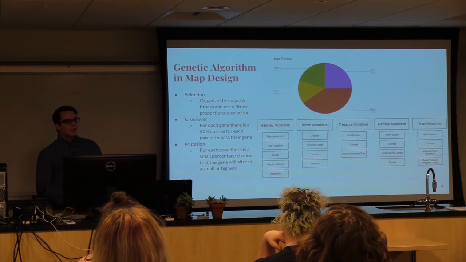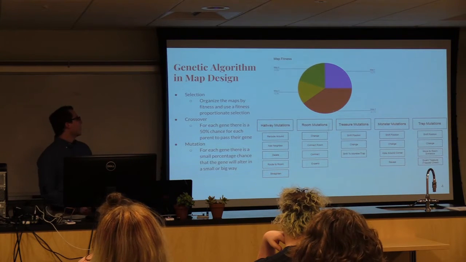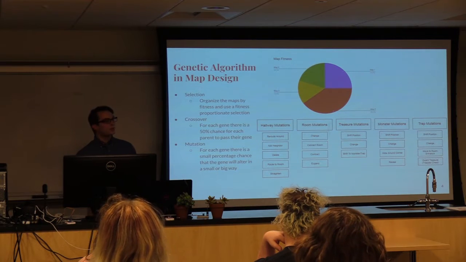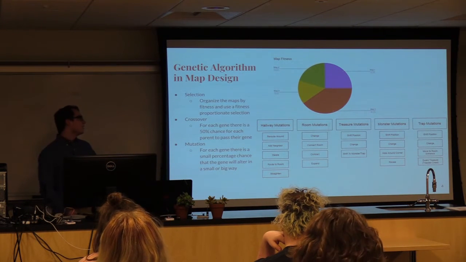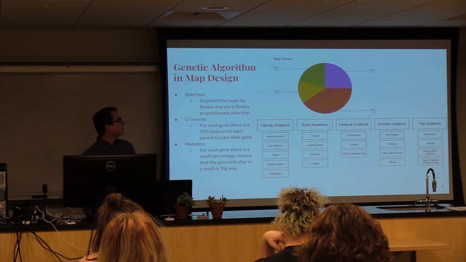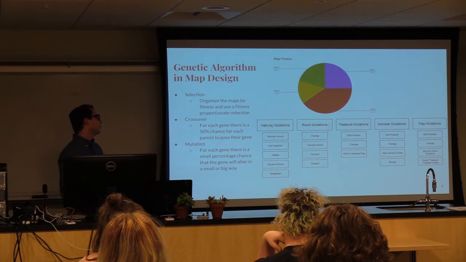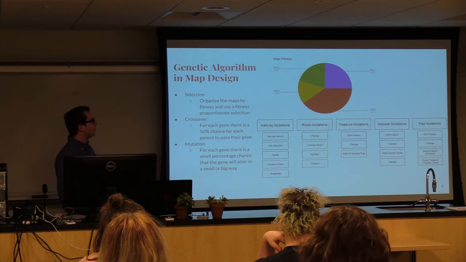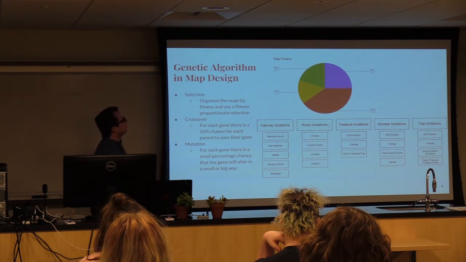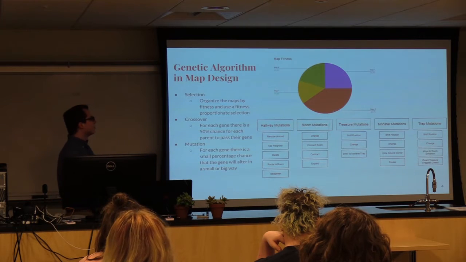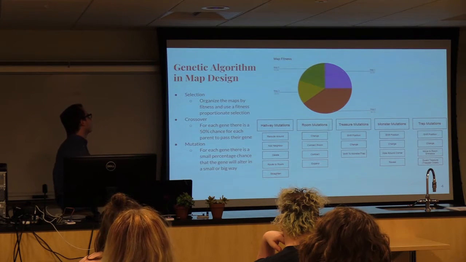Genetic algorithm and map design. So the selection process that I used is referred to as fitness proportionate selection, which is mostly what it sounds like. Each map, if you look at the pie chart up top, each map is given a fitness score. Map 2, which is red, has the highest one. So if you were to close your eyes and throw a dart, the highest fitness score is most likely to be hit with that dart.